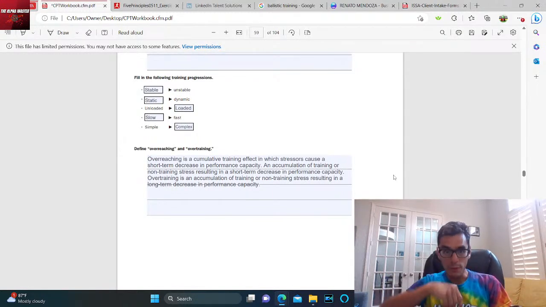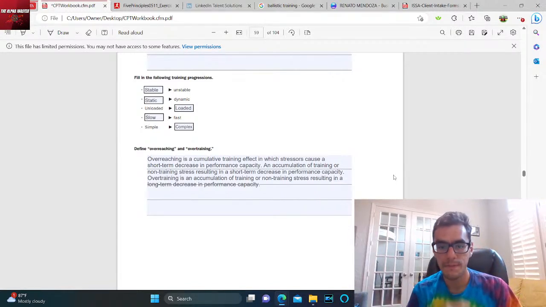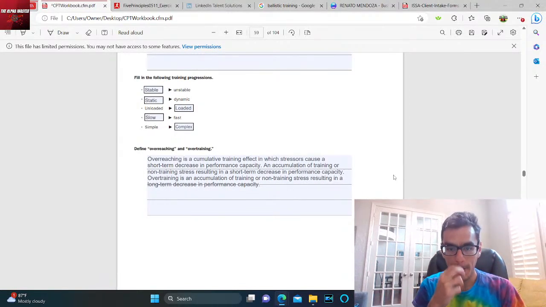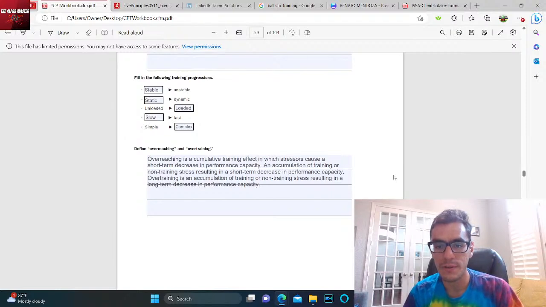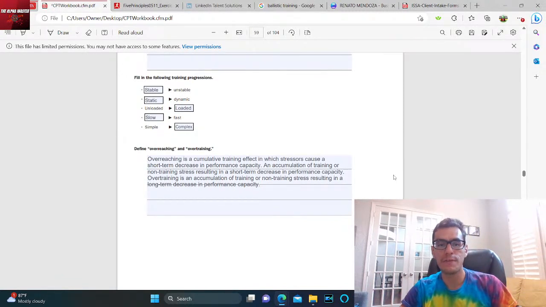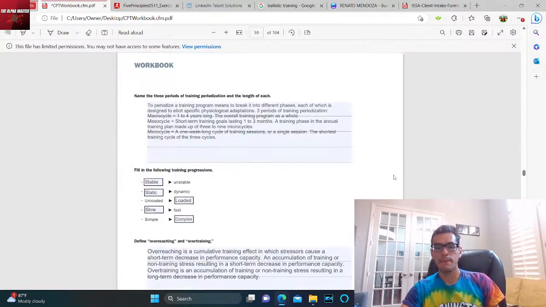So overreaching is a cumulative training effect in which stressors cause a short-term decrease in performance capacity, an accumulation of training or non-training stress resulting in a short-term decrease in performance capacity. That's overreaching. Overtraining is an accumulation of training or non-training stress resulting in a long-term decrease in performance capacity. That's the big difference.